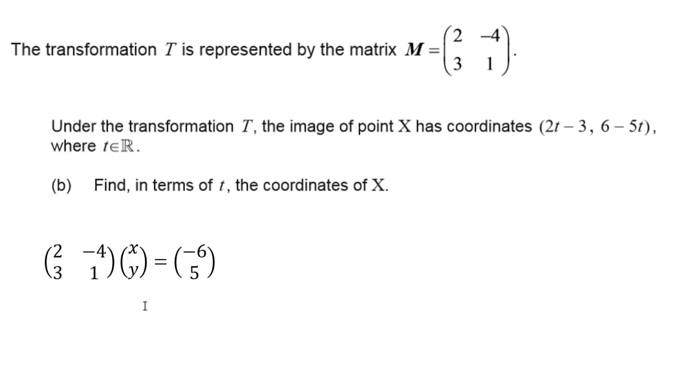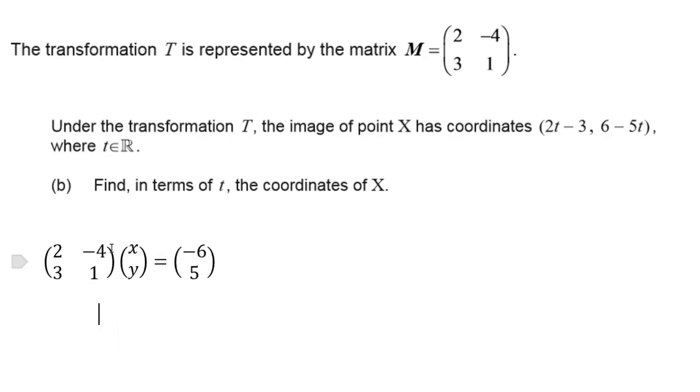Now, can you multiply out a matrix? So we go across the first and down the second, 2x minus 4y. And then we go across the first and down the second, 3x plus y. And now I've got simultaneous equations. 2x minus 4y equals minus 6, and 3x plus y equals 5. I could solve that. That's one way of doing it.